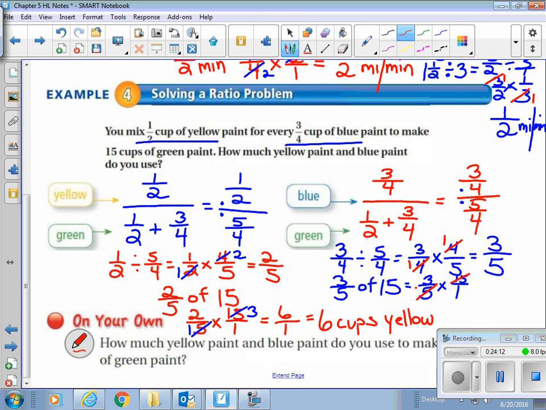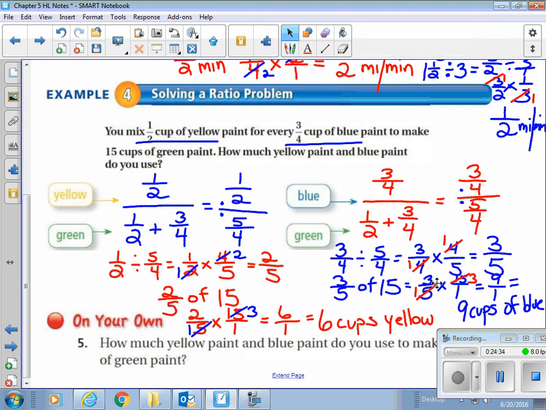Canceling the 5 and the 15 are both divisible by 5. Multiplying across, 3 times 3 is 9, 1 times 1 is 1, which means we will need 9 cups of blue to make those 15 cups of green paint.